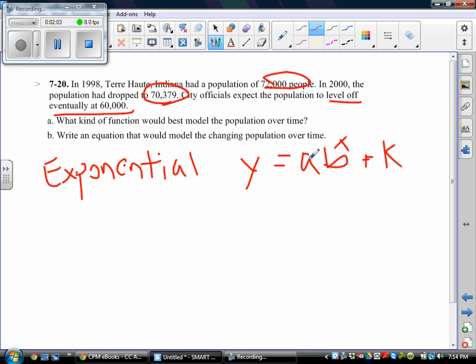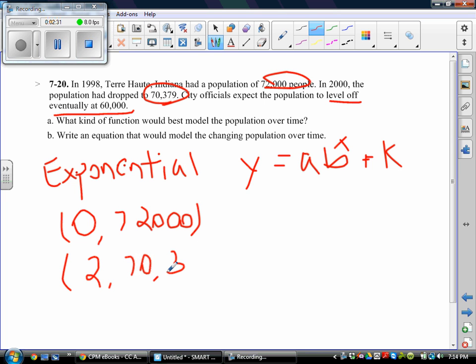As of 1998, the starting point of the population is 72,000. So I'm going to have that be a point. My starting point is 72,000. Now we're talking about from 1998. So 72,000 isn't really the start of the population in people ever in this town in Indiana, but from this point in time, from 1998, it is. Then 2 years later, it's 70,379. That's why we have a 2 there. It's 2 years later. Okay, so we're going to plug those numbers into our equations up here.